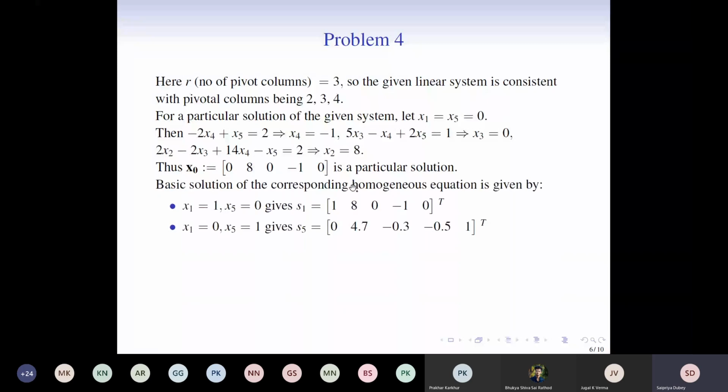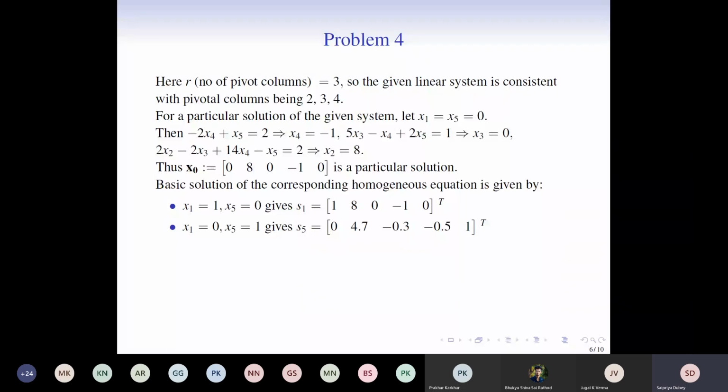For the basic solutions, what do we do? Same method, but here instead of putting these equal to 0, we put any one variable equal to 1 and the rest all equal to 0. Because we just have two, we put x1 equal to 1 and x5 equal to 0, and solve in a similar fashion. Then we get these two solutions. So these two are the basic solutions. We got the particular solution and the basic solutions.